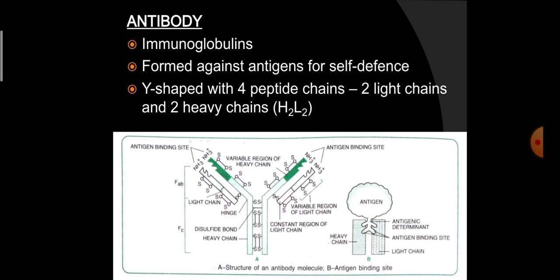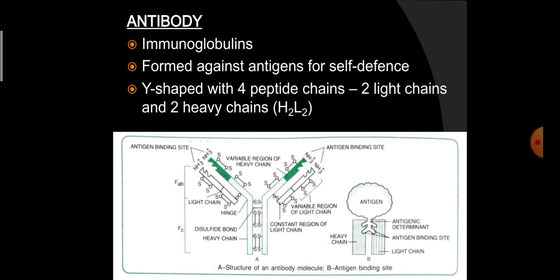The heavy chains are called heavy chains because they extend to the stem. If you can see the stem of the Y shaped antibody, the stem has both the heavy chains, but the light chain is present only on the arms. And here you can see the antigen binding site. It is antigen specific, so each antigen binding site will be different.